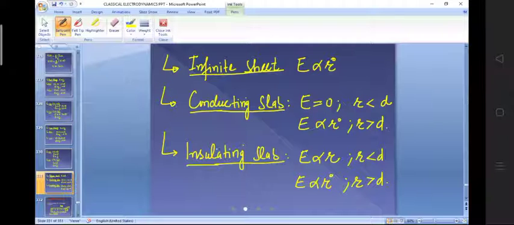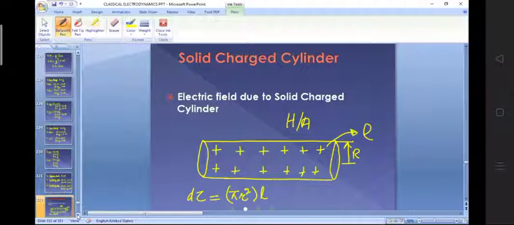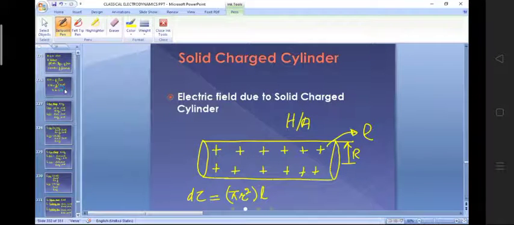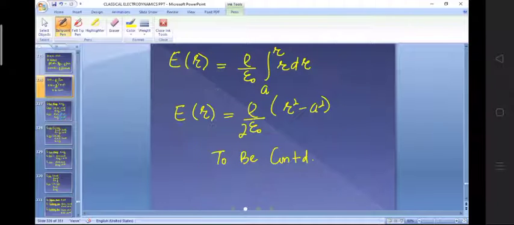Okay, so we are yet to do this one, that's the infinite sheet, conducting slab and insulating slab. I am sure you must have understood this example well. Electric field due to the solid. Okay, this was a home assignment for you. So up to here, these were some important points.